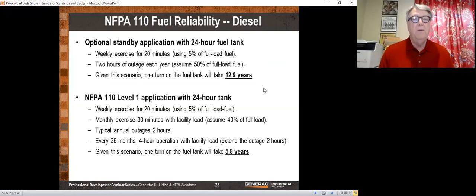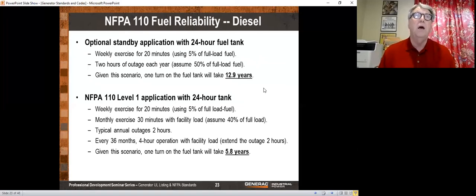Now, if you have an NFPA 110 level 1 application, we're talking about an emergency generator, that fuel still could be in that tank for almost 6 years. And so we should think about, when we're sizing our tanks, how much fuel we really need. We may want a 72 or a 96-hour tank if it's really critical that that generator be able to run long periods of time.